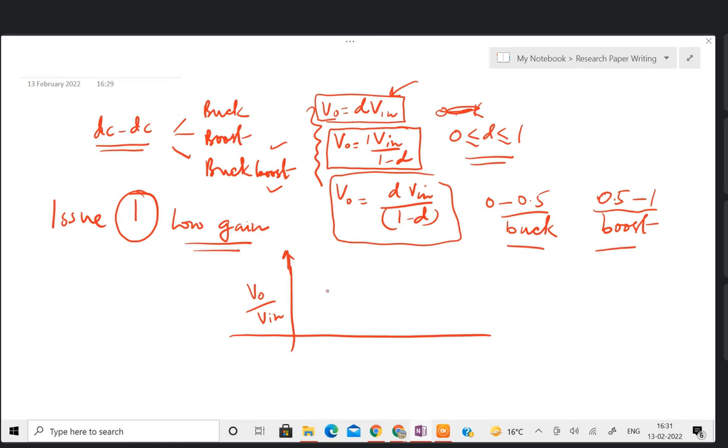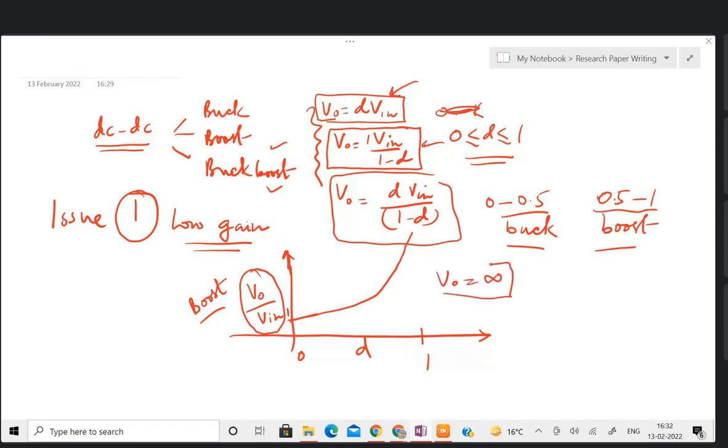Have you studied DC to DC converter in power electronics course? Yes, sir. Okay. So from 0 to 1, what would be the value of this gain if I try to plot it here, VO by V in? It starts from the value 1 for boost converter. And if you go by this ideal equation, it should go like this. At D equals 1, VO should be infinity, isn't it? But can voltage be infinity? Definitely no.